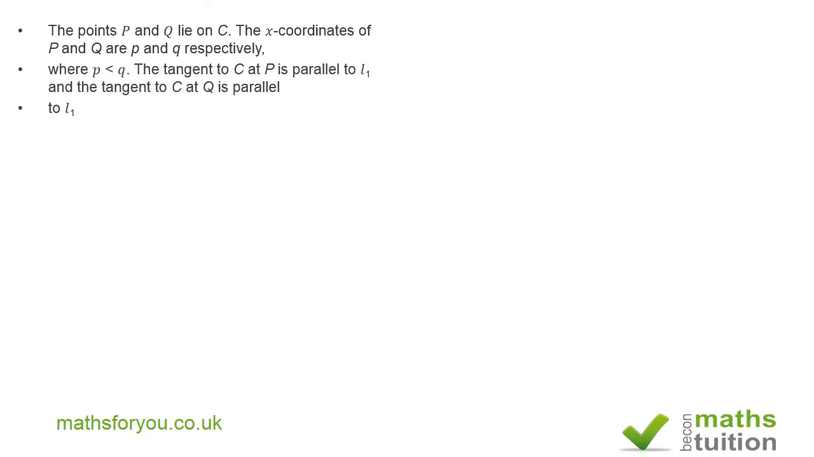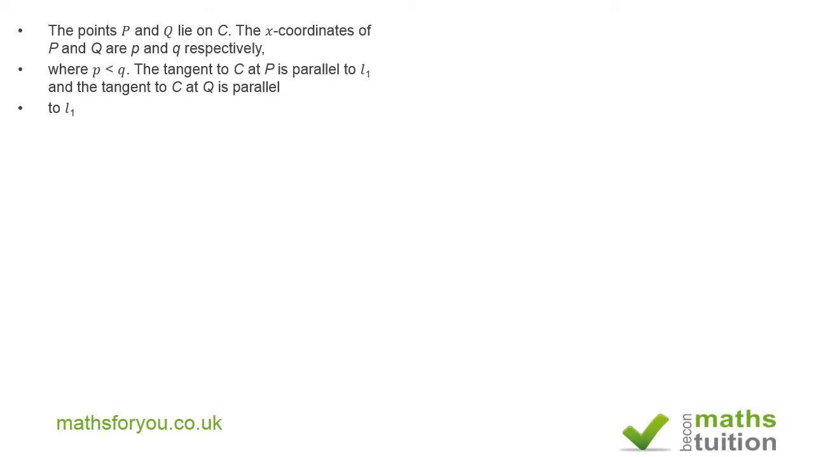Now, this is for part B, and I think part B is the most difficult of the 6 parts, because there's a lot of exploration involved. It says the points P and Q lie on C, the x-coordinates of P and Q are lowercase p and lowercase q, respectively, where lowercase p is less than lowercase q. And the tangents to C at P and to C at Q are parallel to L sub 1.